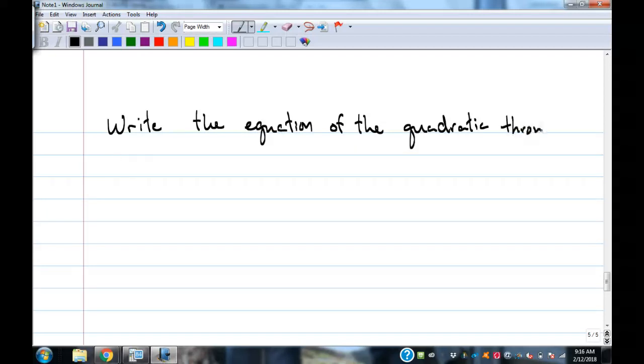Through ordered pair time, 3, 0, negative 5, 0, and 0, 8.